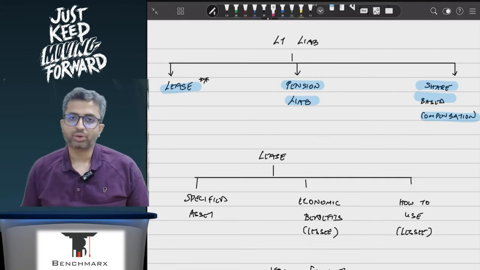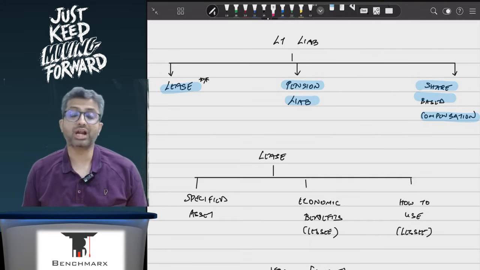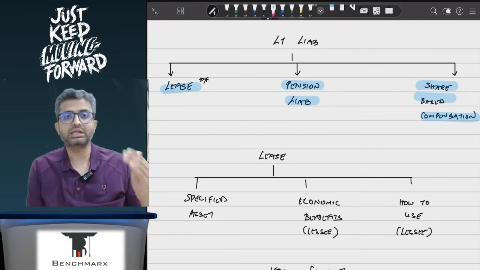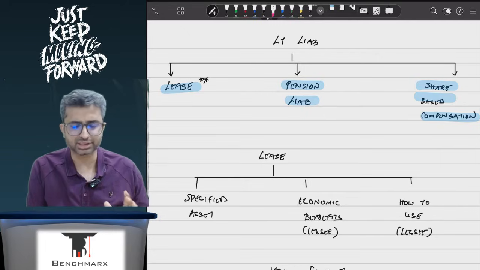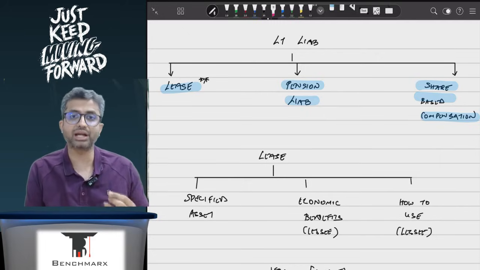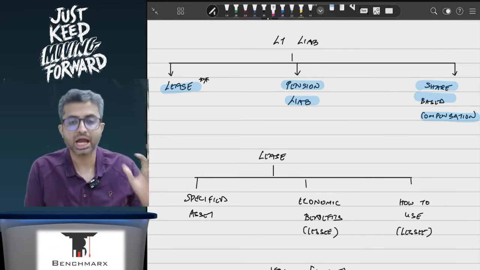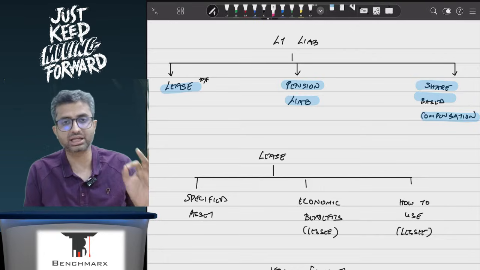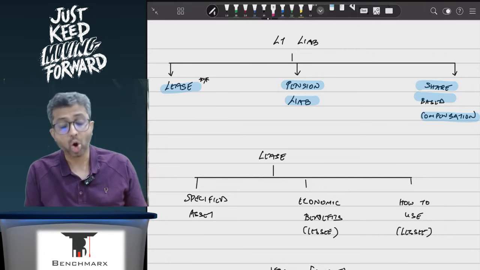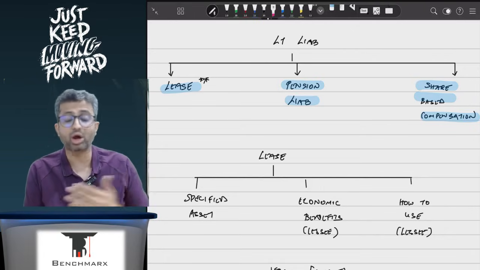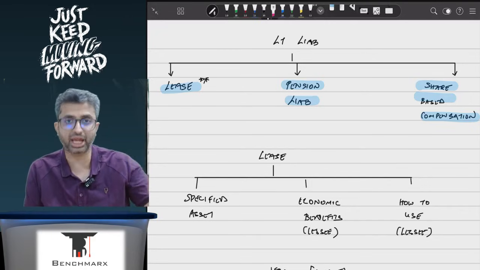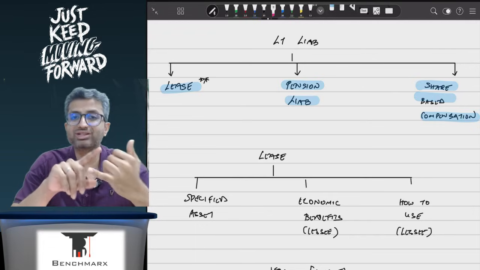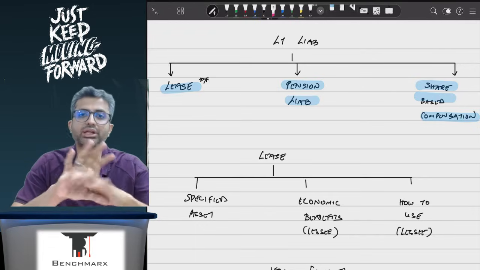So let us review these long-term liabilities. To start with lease. Under IFRS, there's a new standard called IFRS 16, which is on leases, and under this standard you have been told that you will create a right-of-use asset and lease liability for every lease other than a short-term lease, which is for less than or equal to 12 months, or a lease of a low value item.